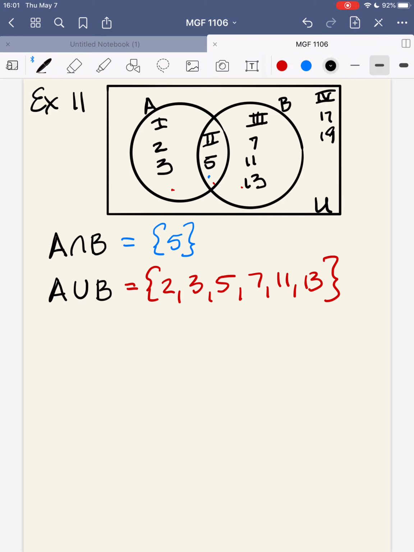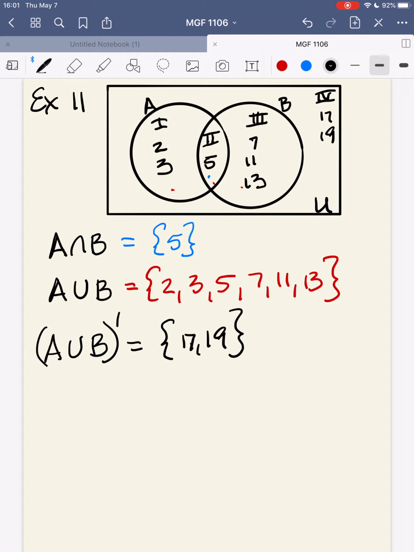All right, so now I want to go ahead and look at A union B complement. Okay, so I already found A union B. A union B is everything in A, everything in B, or in both. So all that's left over is these two numbers from the universe, 17 and 19.